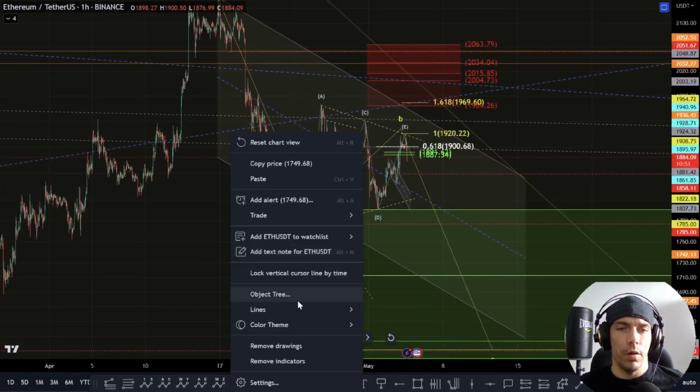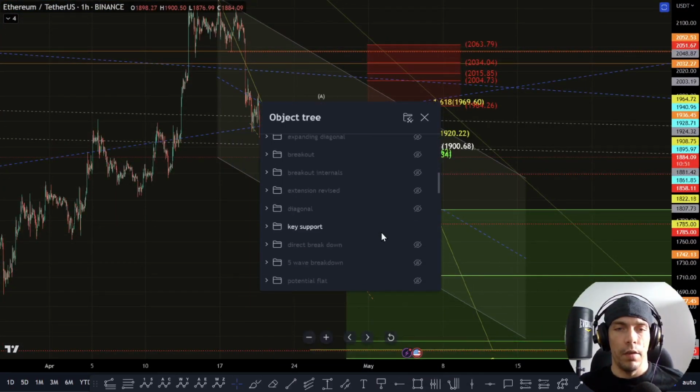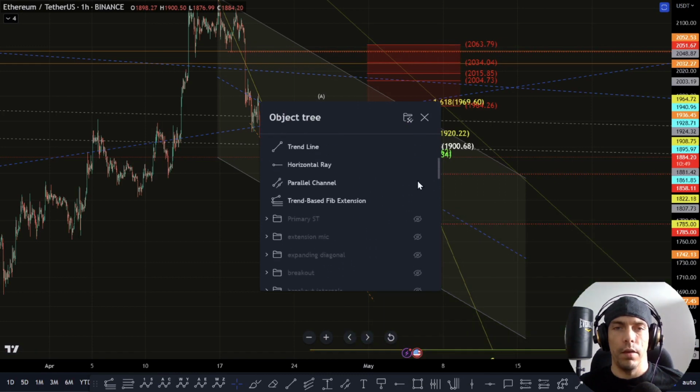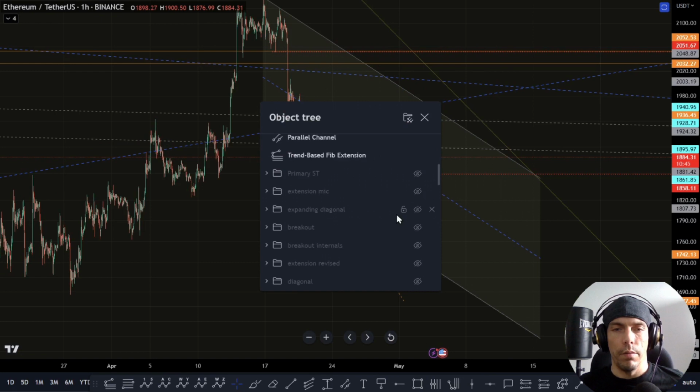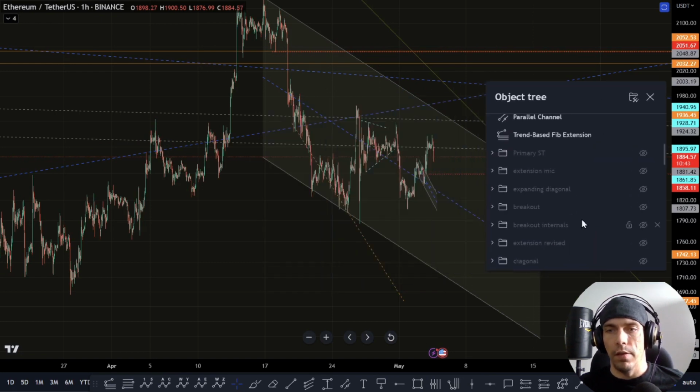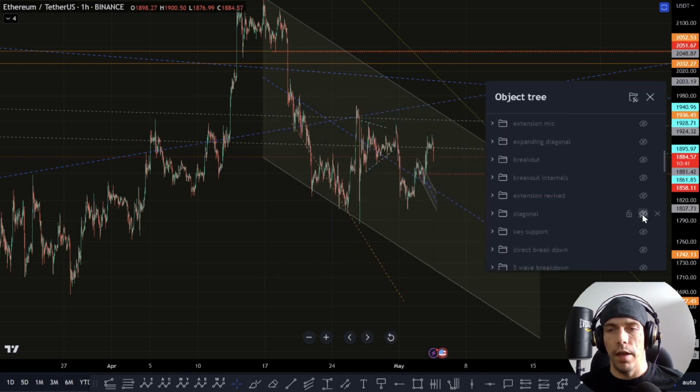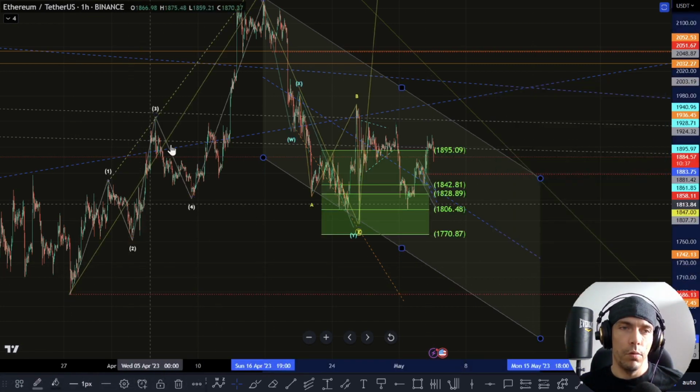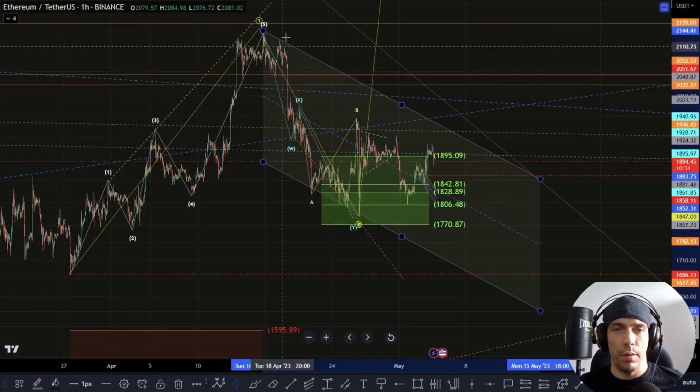Now, another thing that we cannot quite rule out yet is the idea that from further back here, I'm just going to turn these off for a second. From further back here, what we could have had was that idea of that expanding diagonal pattern. Now, if we have something like this, we have been talking about this. It's not my primary expectation, but it is still technically possible.